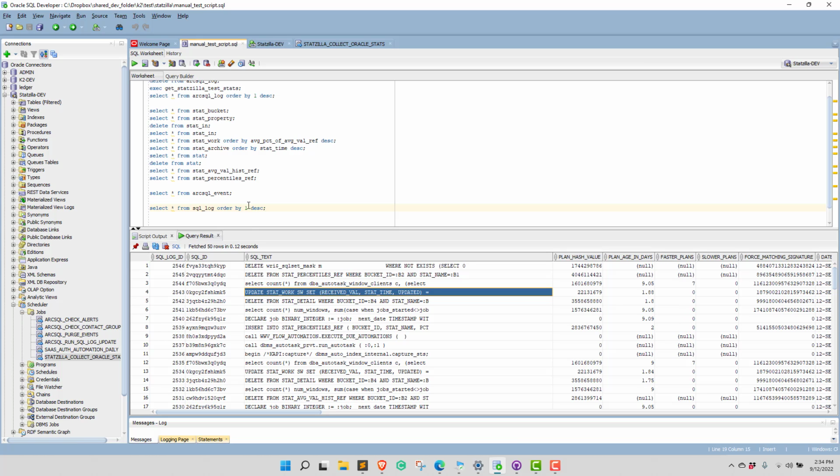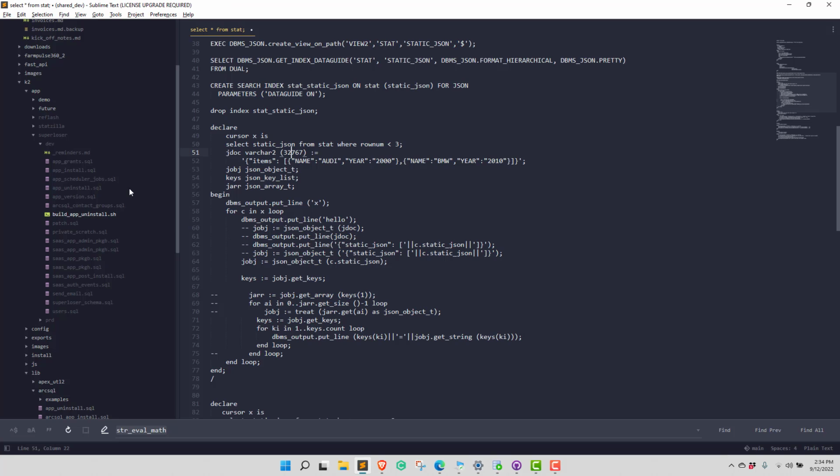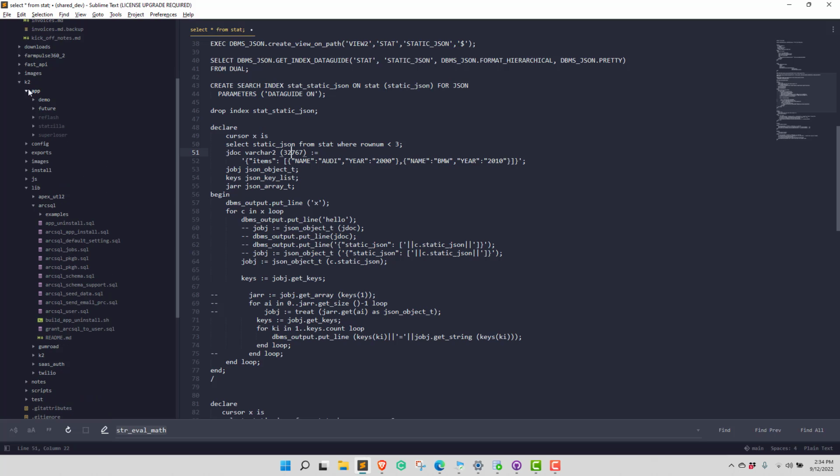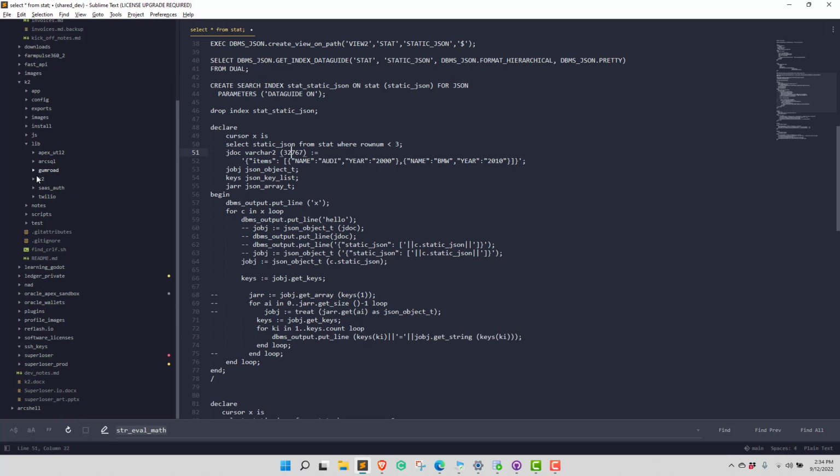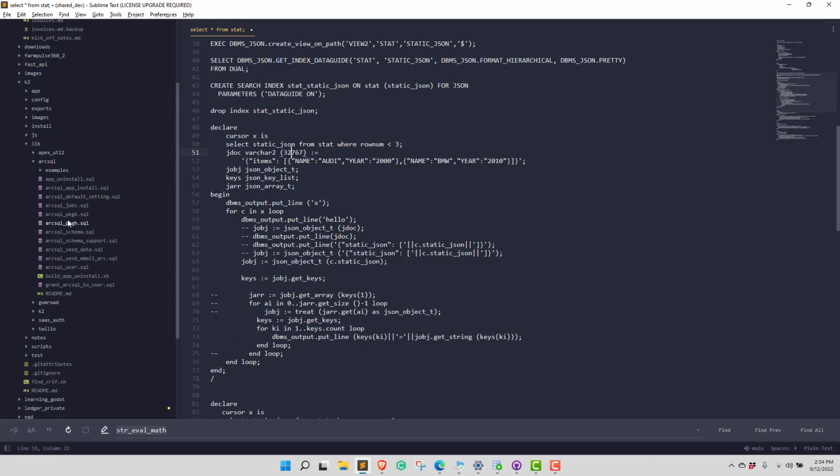But this is built in. The SQL log is built into ArcSQL, and it's part of the K2 library. If you look at the structure, the layout of K2, there's this lib folder. These are kind of like the delivered modules, built-in modules. They're not all pre-installed. Gumroad isn't, Twilio isn't, but ArcSQL is one of them.